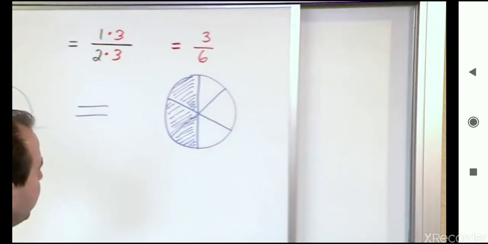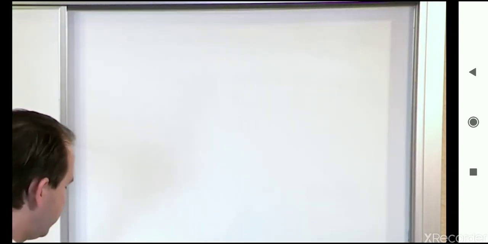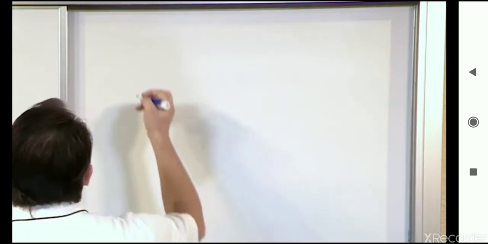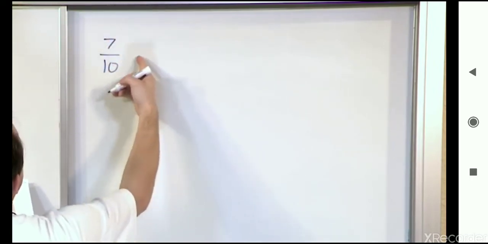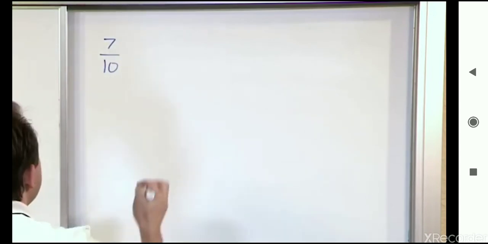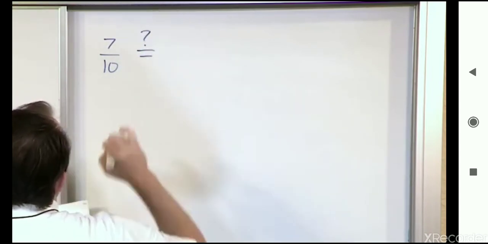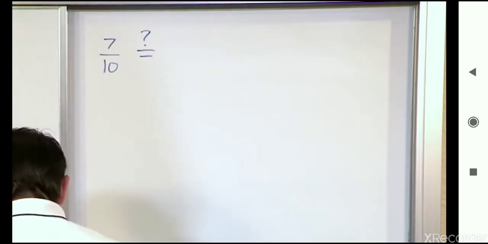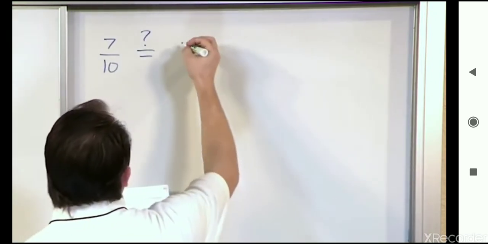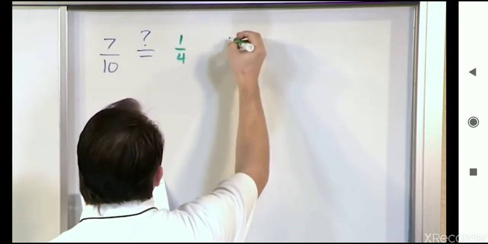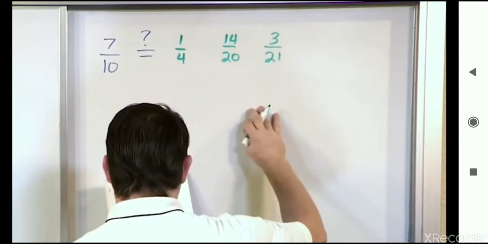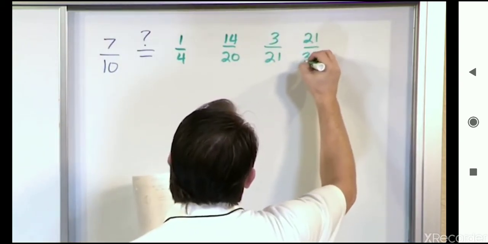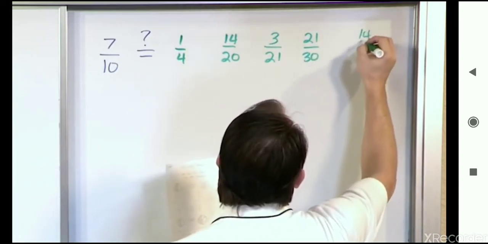All right? So what I want to do now is give you a little practice with this idea of equivalent fractions. And so I'm going to do a little problem here, a little fun problem. Let's say we have the fraction 7/10. This means I cut a pizza into 10 pieces, but I only take 7 of those pieces. And I'm going to have a question mark with an equal sign there, and I'm going to write some other fractions down over here. So let's say I have 1/4, 14/20, 3/21, 21/30, and 14/10.